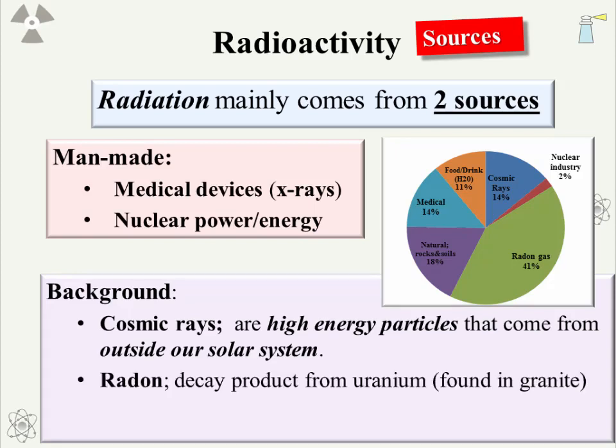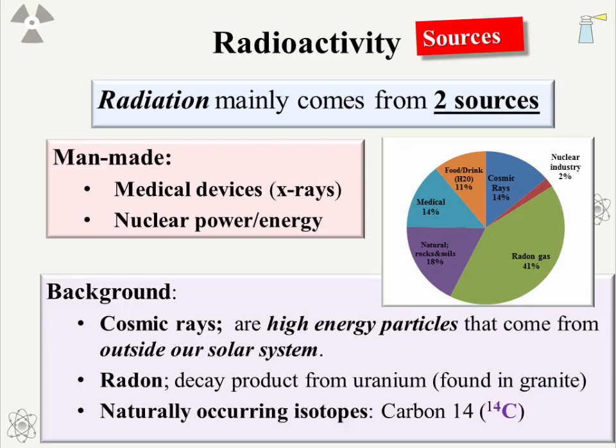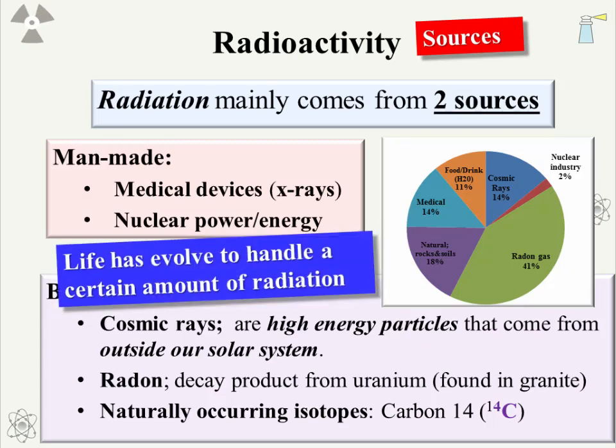And depending on where you live, radon exposure can be a big deal. Radon is a decay product from the uranium that is found in granite bedrock. There are also naturally occurring isotopes, like carbon-14. For some students, it's a little shocking to see the variety and amount of radiation that we're exposed to. Fortunately, on this planet, life has evolved to handle a certain amount of radiation. Still, it's probably a good idea to be able to identify the sources.